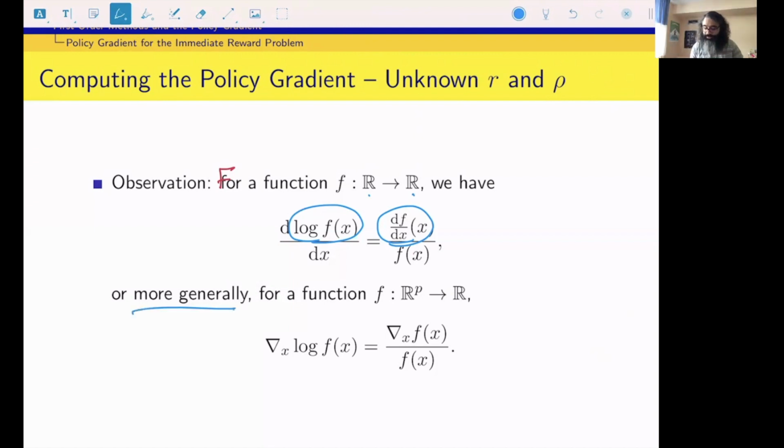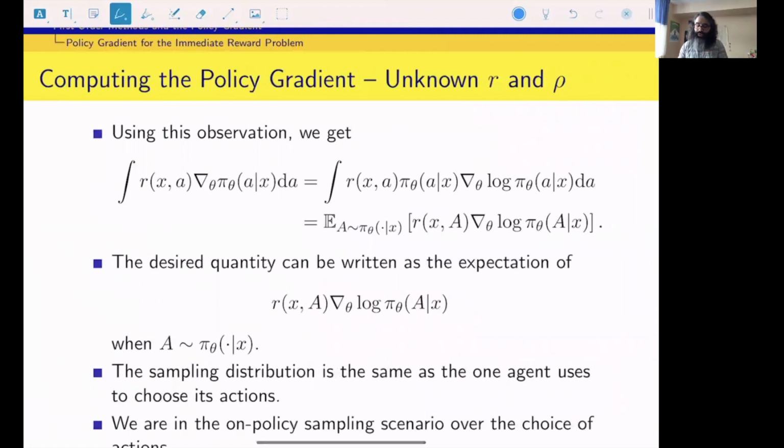More generally, for a multivariate function from R^p to R, the gradient with respect to x of log of f of x is equal to the gradient with respect to x of f of x, divided by f of x. So this is the formula for gradients. And we are going to use this formula in order to change what we want to estimate.